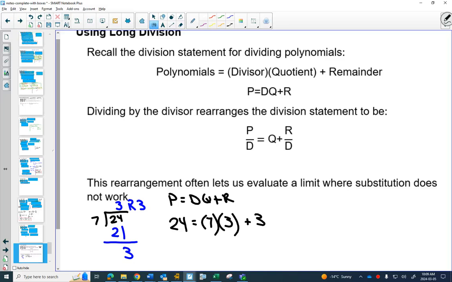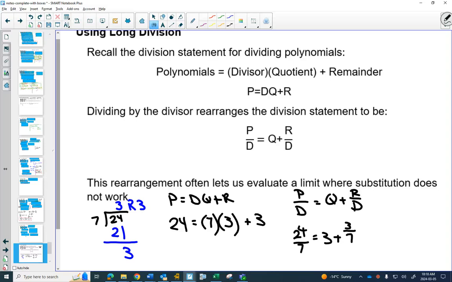This statement with regular numbers says that if I took 24 and divided it by 7, I should get 3 plus, I would have a remainder of 3 that still needs to be divided by 7. So I would get 3 and 3/7. I could write it as a mixed fraction. That's what it means for numbers.